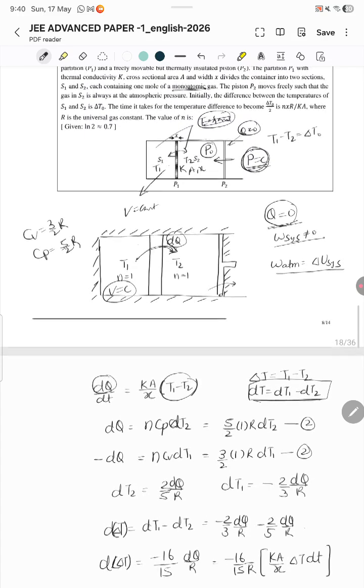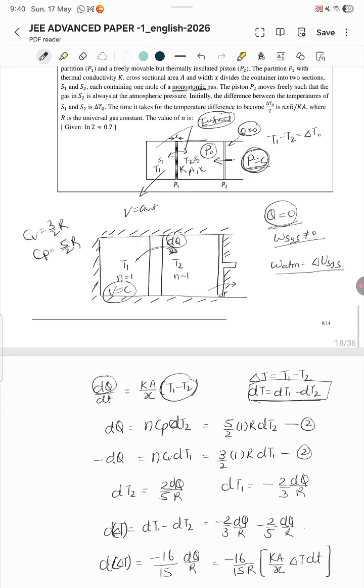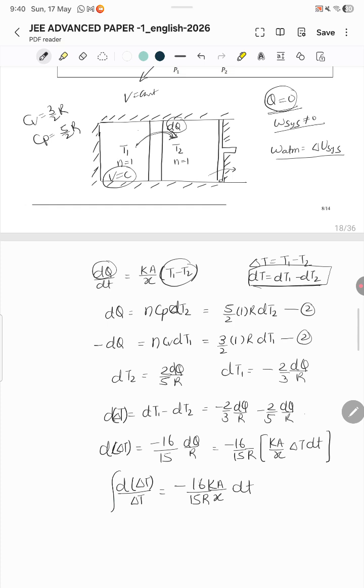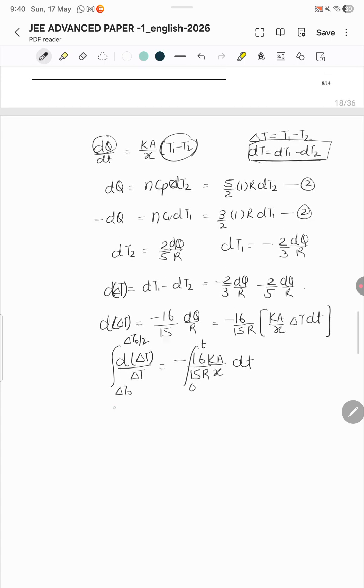So from here, what they want is the temperature to go from this to this. Okay, fine, we can integrate it. At t equal to 0, delta T was delta T0, and at t equal to t, it will become delta T0/2. So if I simplify this, I'll get ln2 with a minus sign, and here I'll get minus 16/15 kA/(Rx) into t. So from here t is coming out to be 15 ln2/16 times... sorry, it will come out to be not k/Rx, Rx/k.